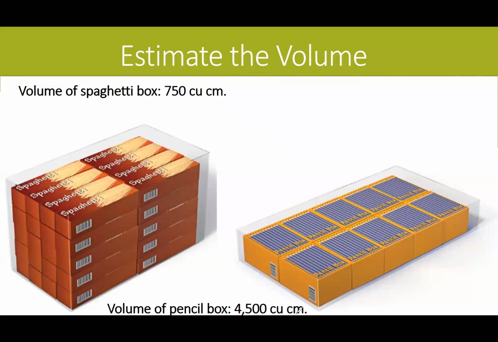The volume of the pencil box is 4,500 cubic centimeters. So one pencil box is 4,500 cubic centimeters. And how many pencil boxes are there? Well, look again, here's a clue. You only see one UPC label, so that's only one box. This is one box. It's a big box.